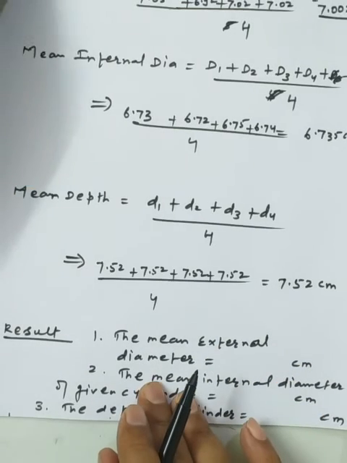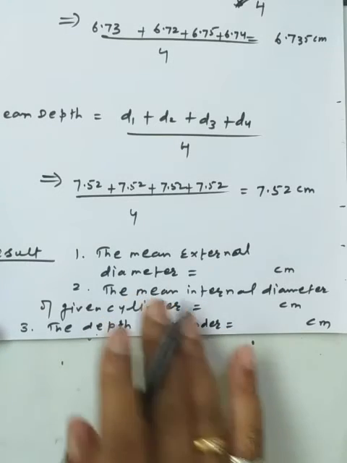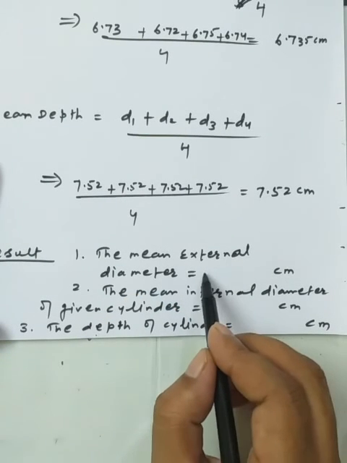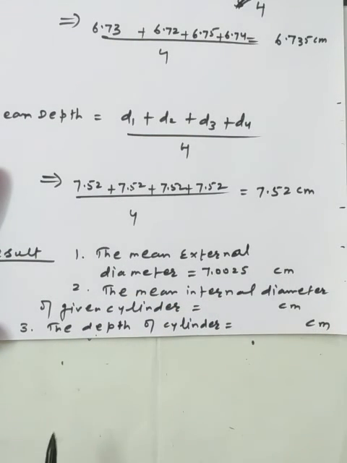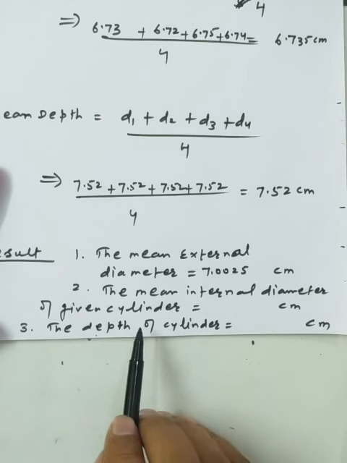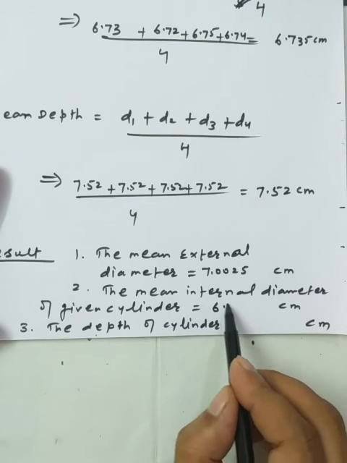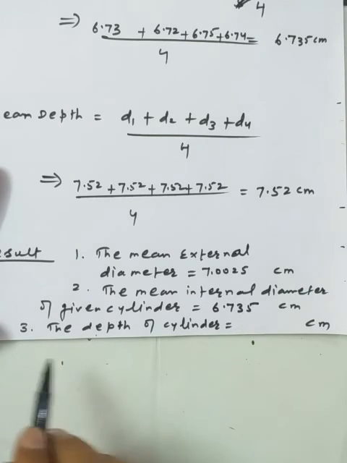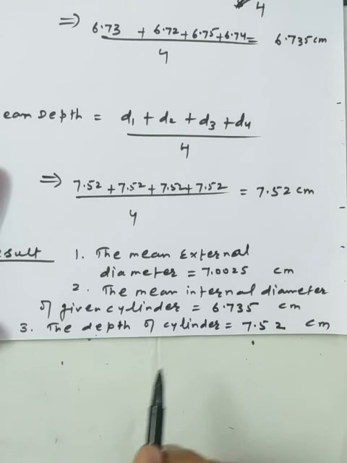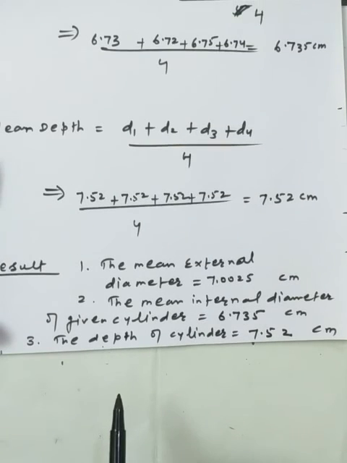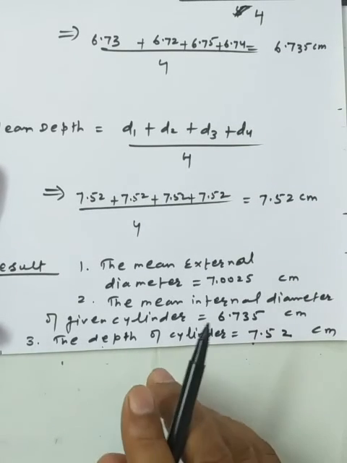Now what are the possible results we have discussed? The mean external diameter of the given cylinder is 7.0025 centimeters. The mean internal diameter of the given cylinder is 6.735 centimeters. The depth of the cylinder is 7.52 centimeters. So these are the three possible results from this exercise.